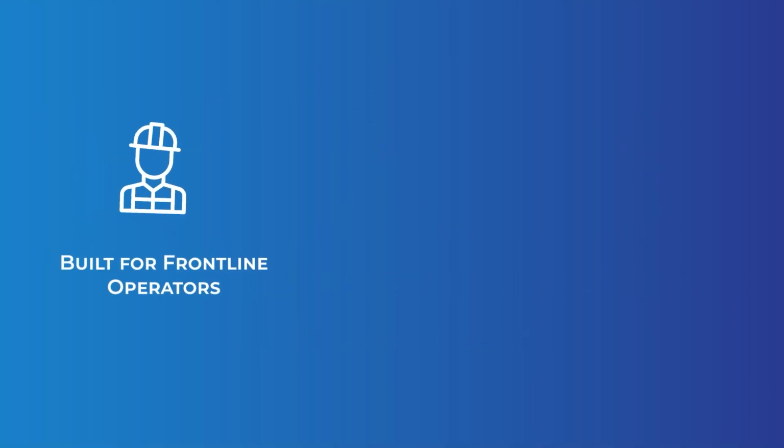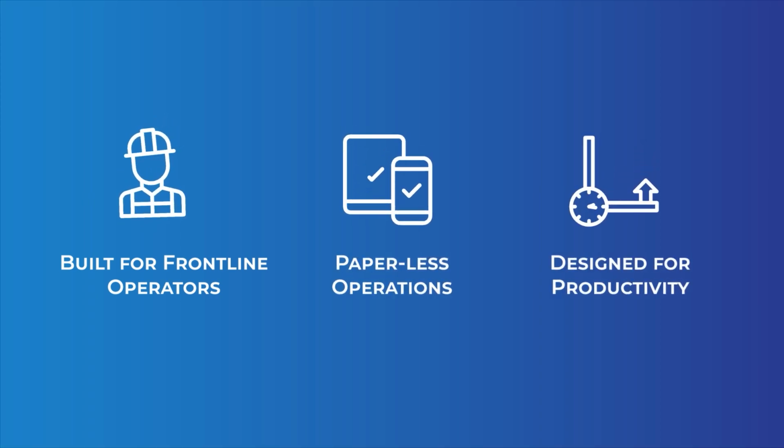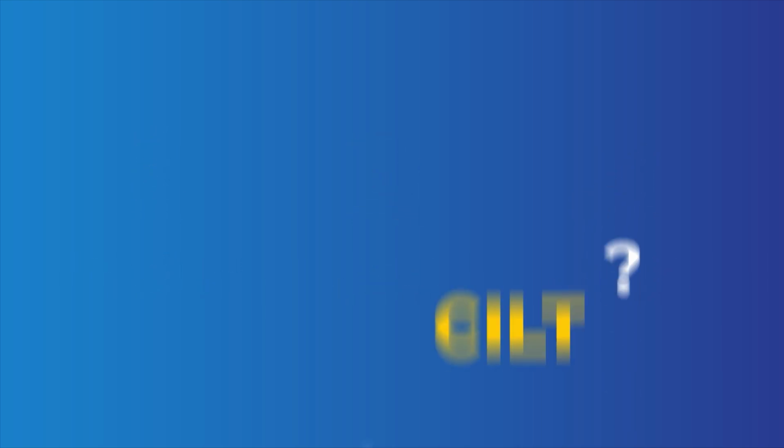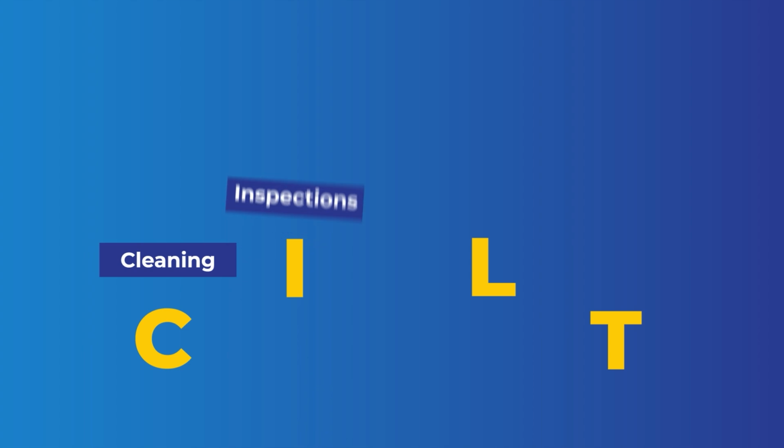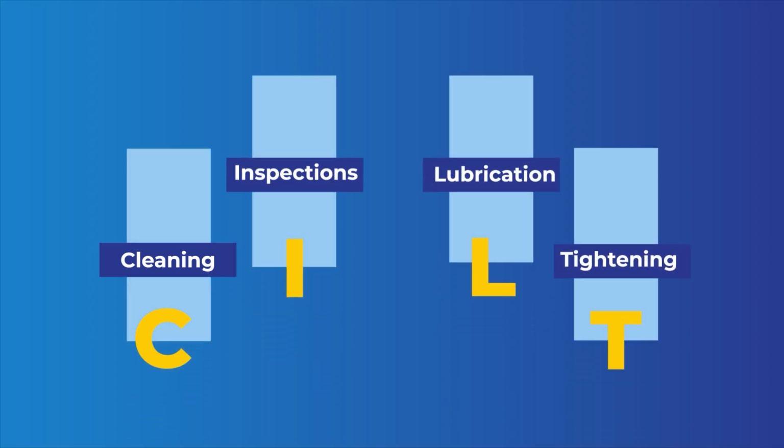Built for frontline operators. Paperless operations. Designed for productivity. What is CILT? CILT stands for cleaning, inspection, lubrication, and tightening, the four pillars of autonomous maintenance.